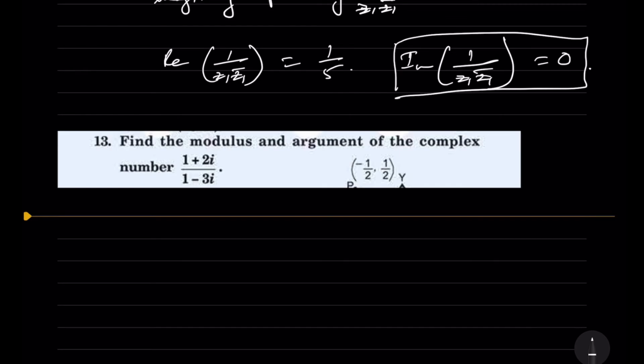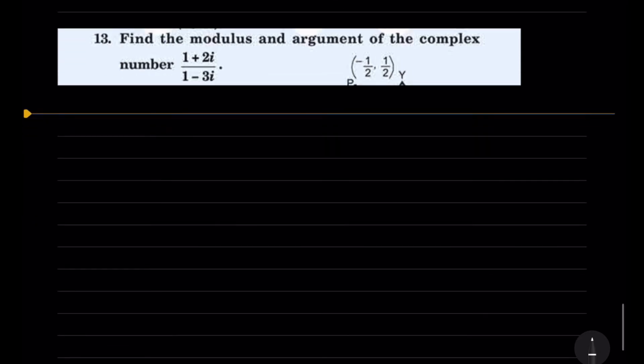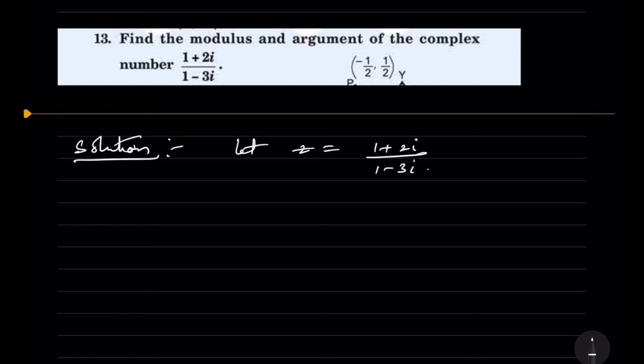Next, the given complex number is (1 + 2i) by (1 - 3i). So in the solution part, how do we do this? We'll just see. Here you are given, let z be equal to (1 + 2i) by (1 - 3i). Then you have to rationalize the denominator. So therefore z is equal to (1 + 2i) by, because if you have either a radical or an imaginary number in the denominator, we always have to rationalize. We know this, isn't it? So therefore we have to always rationalize the denominator.